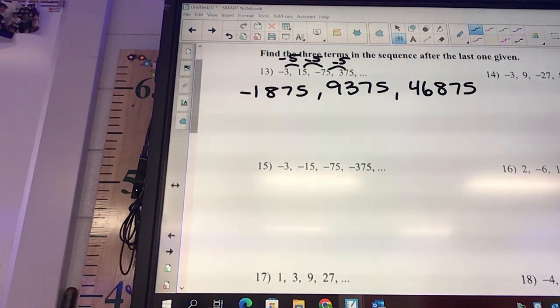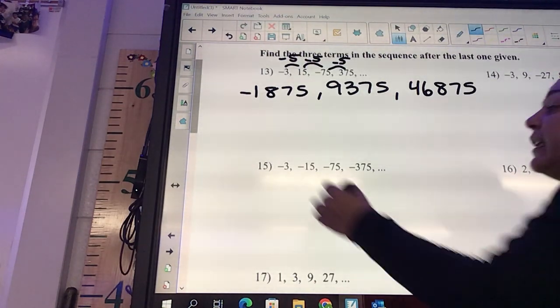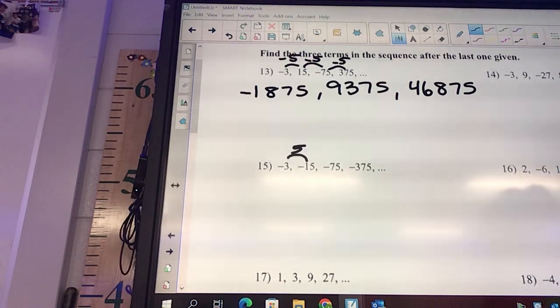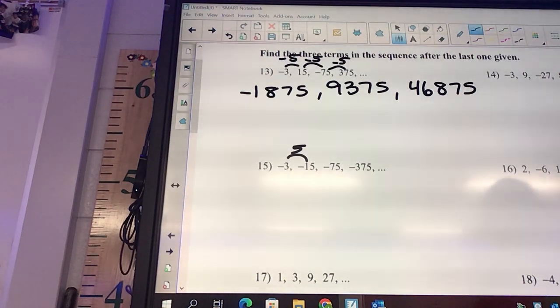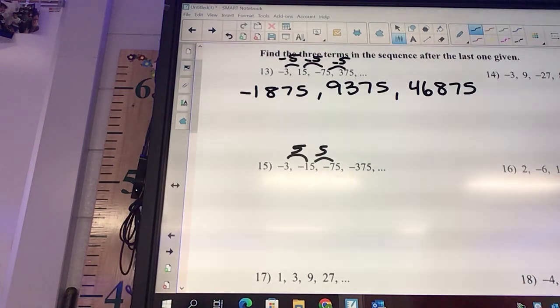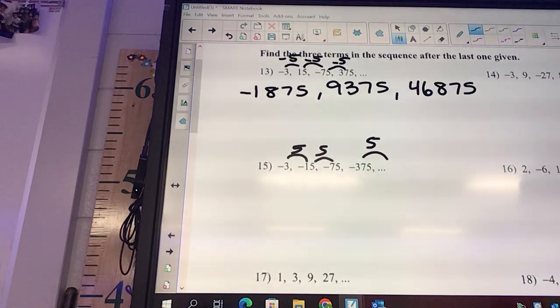Okay, 15. And that's it. That's all we're doing. Okay, so 15. What is the common ratio? Do you think 5? Okay, negative 3 times 5. Would that give me negative 15? Does it? Yeah. Okay. What about negative 15 times 5? Does that give me 75? Okay. So then we're going to say 375 times 5. Or negative 375 times 5.